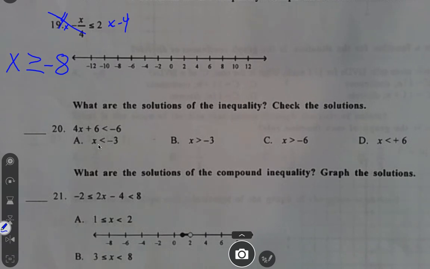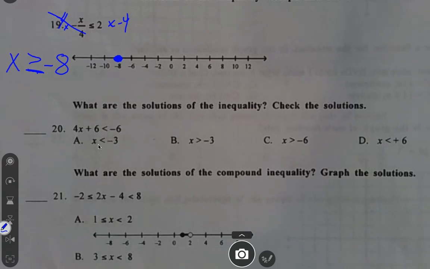I multiply by negative 4. Since I multiplied by a negative, I flipped my sign. Now, we're going to graph it. So we go to negative 8 on the number line. And do I do an open or a closed circle? What's that going to be? Open or closed? Why? Because it has an equal. You're right. It's a closed circle because it's equal to. If it's got that line right there, you're going to close that circle.